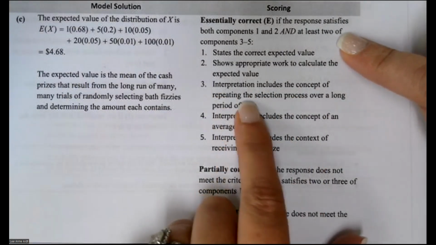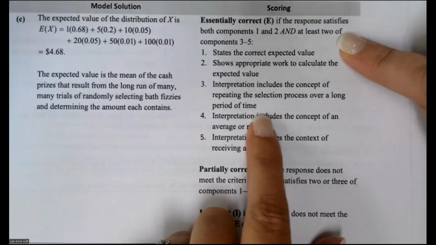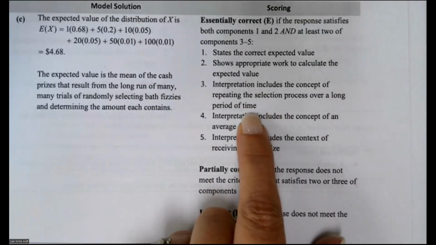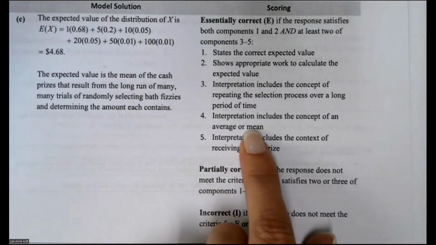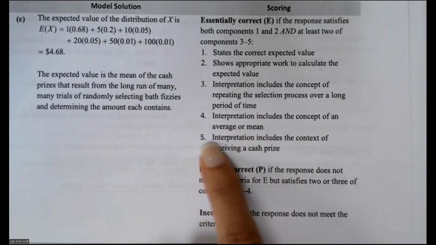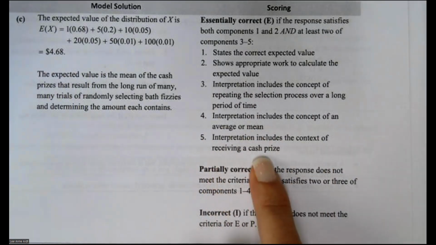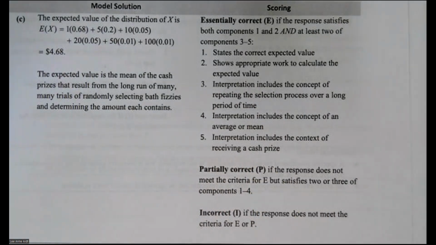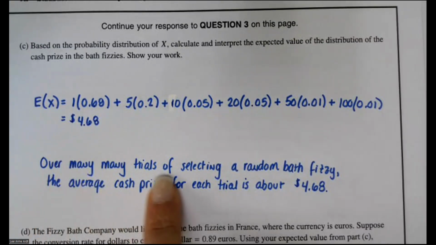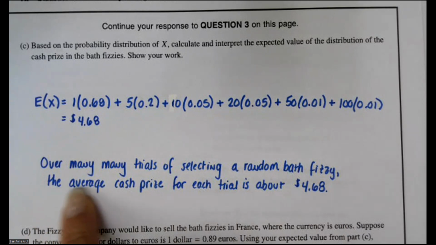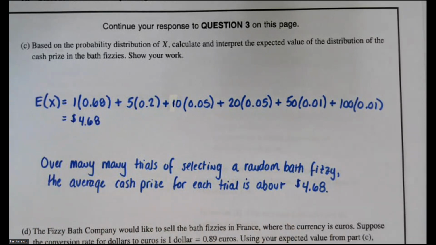Interpretation includes the concept of repeating the selection process over a long period of time. So in this class, we say over many, many. Interpretation includes the concept of an average or mean. Interpretation includes the context of receiving a cash prize. Okay, this is what I wrote: over many, many trials of selecting a random math busy, the average cash prize for each trial is about $4.68.